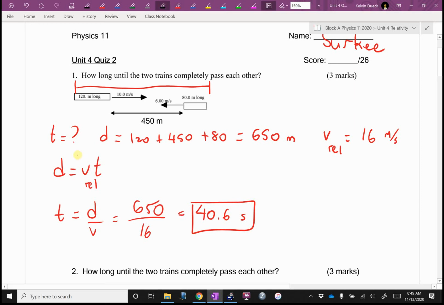Otherwise, I would definitely give you 1 mark if I saw D equals VREL T. I would give you, believe it or not, a half mark if you found VREL correctly. I would give you probably a half mark for that, a half mark for the numbers, and a half mark for the answer. I think that adds to 3.